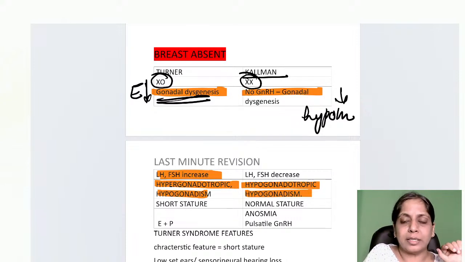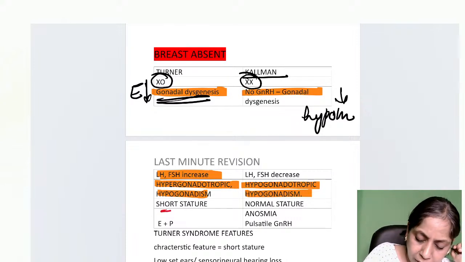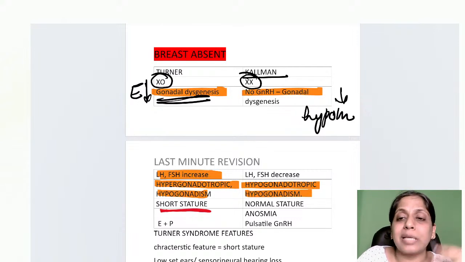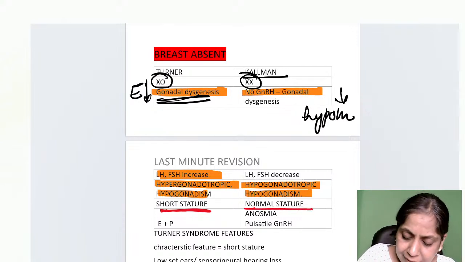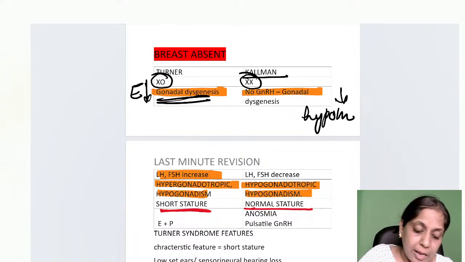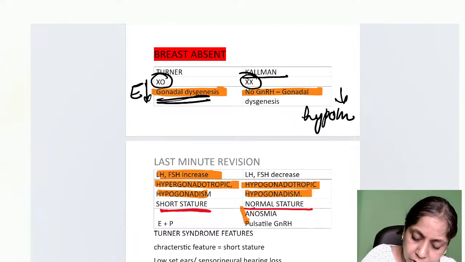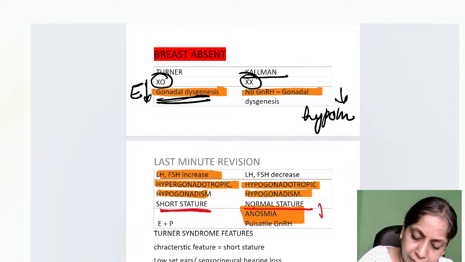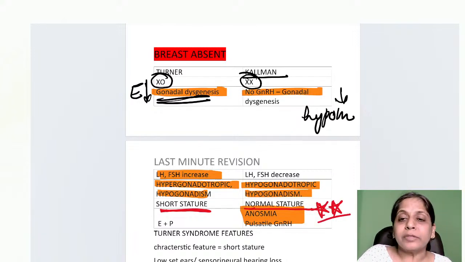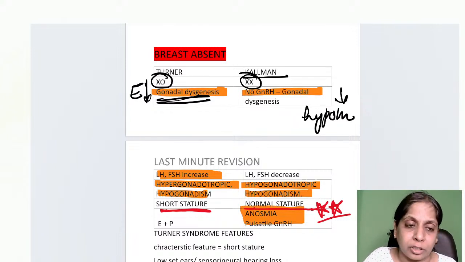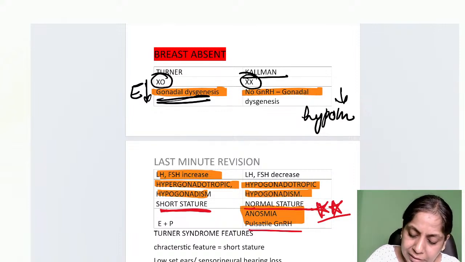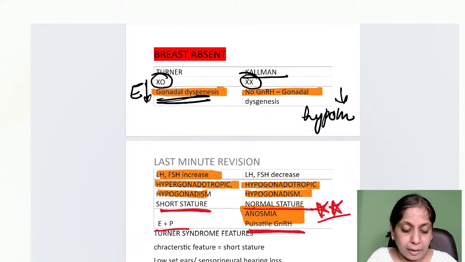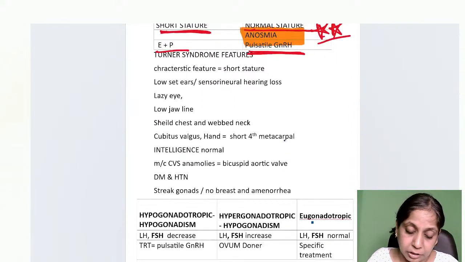In Turner there is short stature, a girl with short height, and many problems, whereas in Kallmann she will be very normal. And the typical characteristic which they will ask you in the exam is anosmia. In Kallmann there is anosmia. The treatment of Turner is estrogen and progesterone, whereas the treatment of Kallmann is pulsatile GnRH.